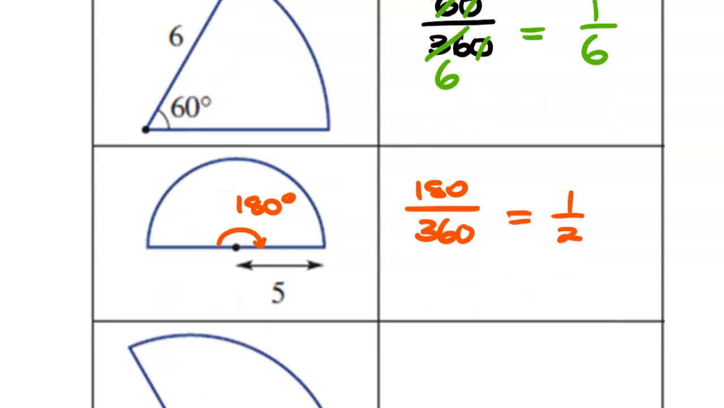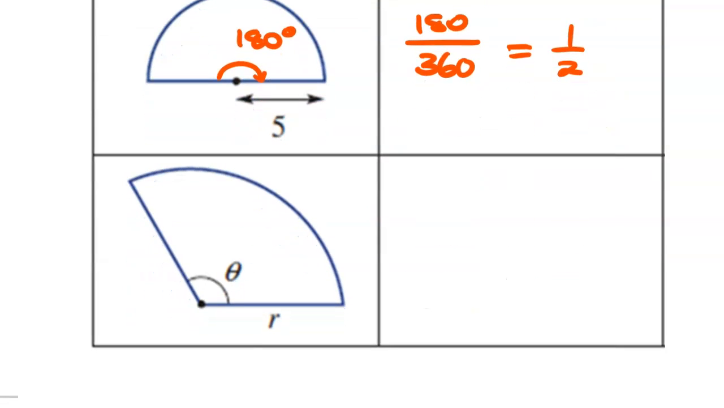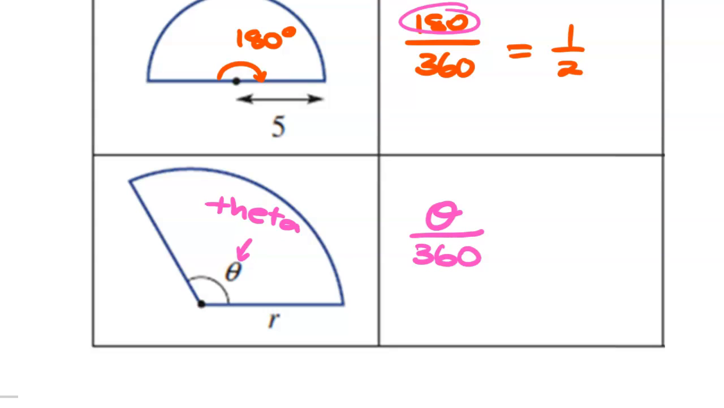Really nice. So, if I had this unknown angle here, remember when we don't know what the angle is, or we just need a placeholder, this is theta. That's our Greek letter friend. How much of a circle is shown here? Well, before, we always put the angle on top of 360. Our angle now is theta, so let's put that on top. Theta over 360.